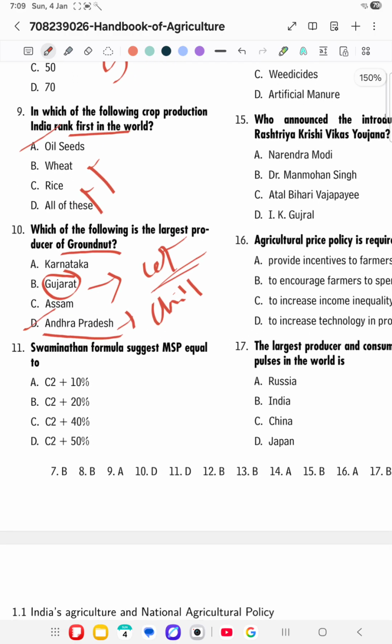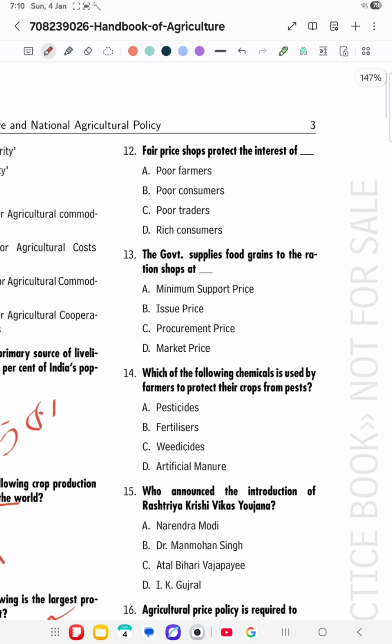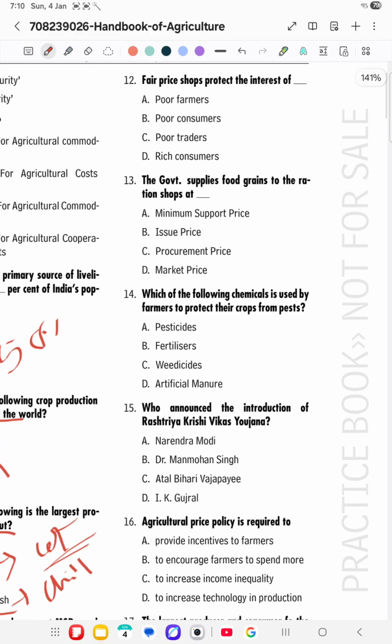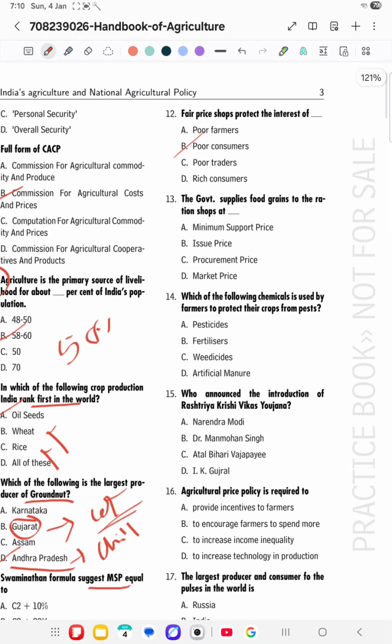Swaminathan formula to suggest MSP is equal to C2 plus 50%. I think D, 11's D. Yes. Fair price to protect the interest of poor farmers, poor consumers, poor traders, and rich consumers. I think poor traders, 12's answer will be C. Let's see. No, 12's answer is B. Poor, yes, obviously. Why would they think about traders? They will think about consumers, right? We are the consumers. A fair price shop should be for consumers. The government supplies food grains to the ration shops at issue price.